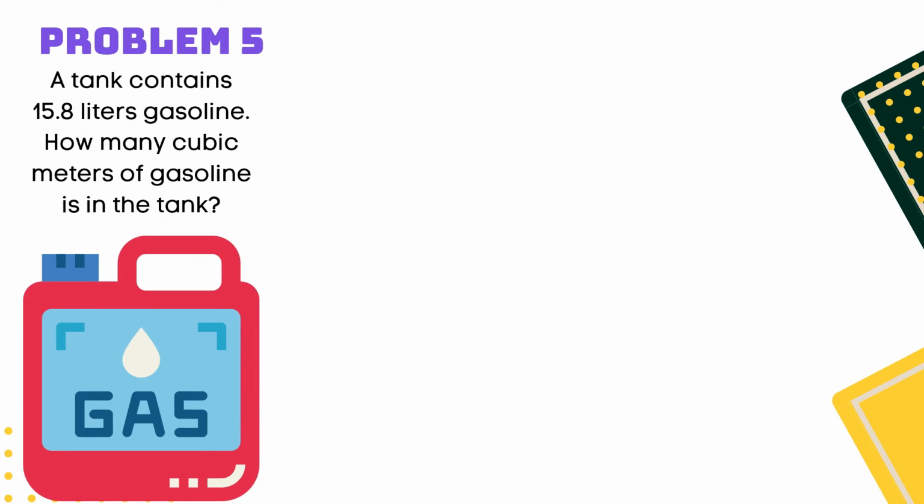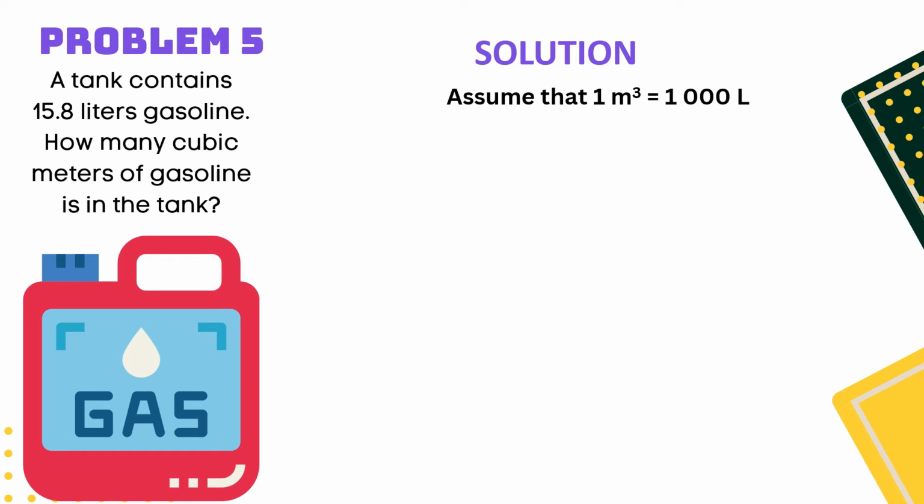A tank contains 15.8 liters of gasoline. How many cubic meters of gasoline is in the tank? So, how are we going to solve this problem? Alright, we're going to use this conversion. 1 cubic meter is equal to 1,000 liters. So, let's convert 15.8 liters to cubic meters.